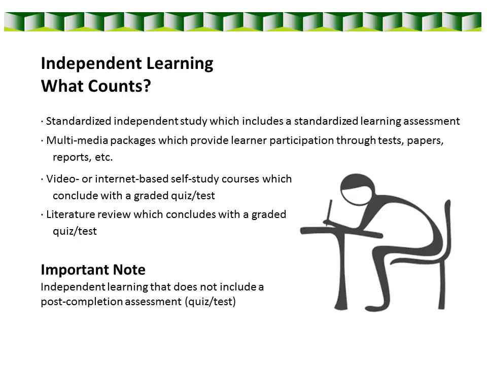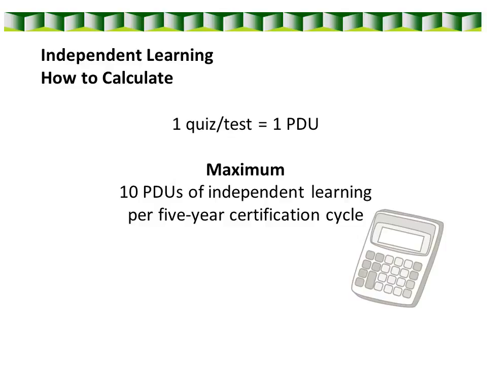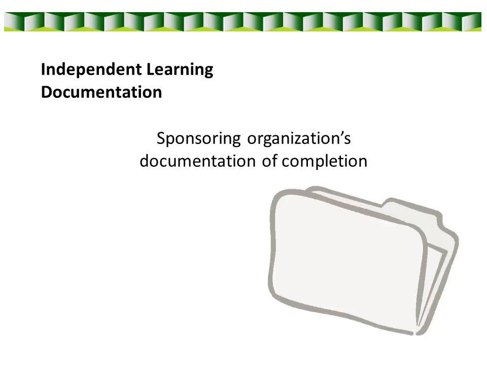The key to this activity type is the quiz. If there's no test of your knowledge, it cannot be counted for PDUs. It has to have a quiz or a test. To calculate the number of PDUs for independent learning, one quiz or test is equal to one PDU. Keep in mind that there's a limit of 10 PDUs that can be earned this way during the 5-year certification cycle. For documentation, you'd be required to present whatever document the sponsoring organization provides that shows the successful completion of the quiz.